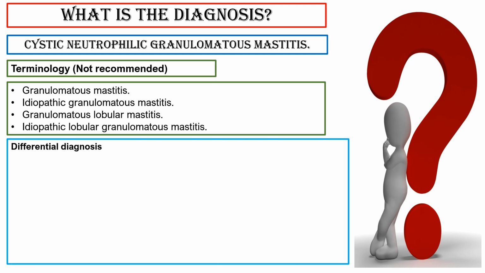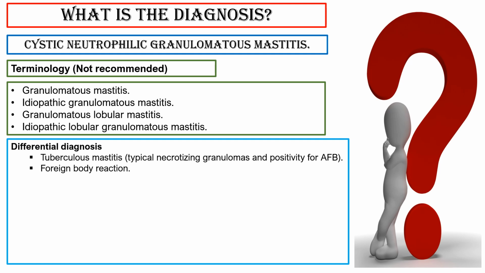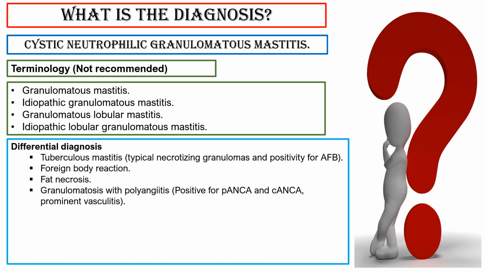Differential diagnosis includes tuberculous mastitis. It shows typical necrotizing granulomas and a positivity for AFB, foreign body reaction, fat necrosis, granulomatosis with polyangiitis. It shows positivity for P-ANCA and C-ANCA and prominent vasculitis.